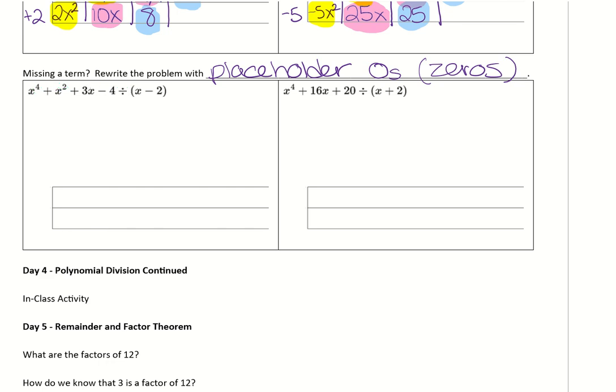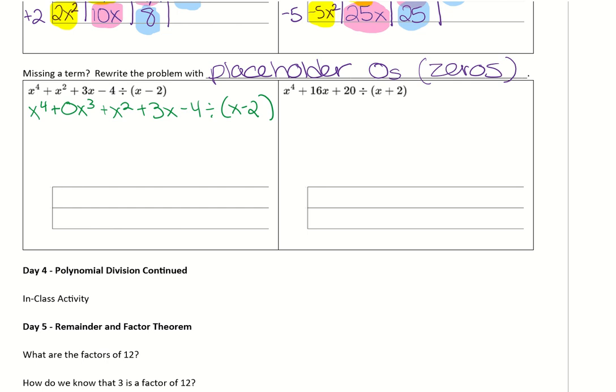So what we're going to do is rewrite this problem. x to the 4th plus, and now we're going to add a placeholder 0 so we can put a cubic term in there. If we don't do this, things are going to get really messy down here when we're trying to divide. So plus 0x cubed plus x squared plus 3x minus 4 divided by x minus 2. Okay, let's do the problem.